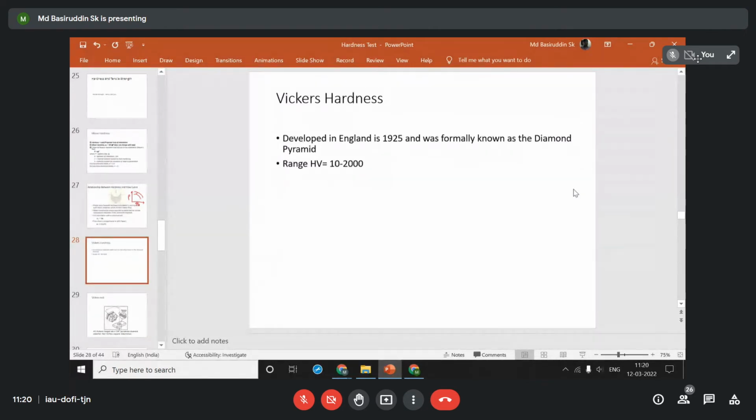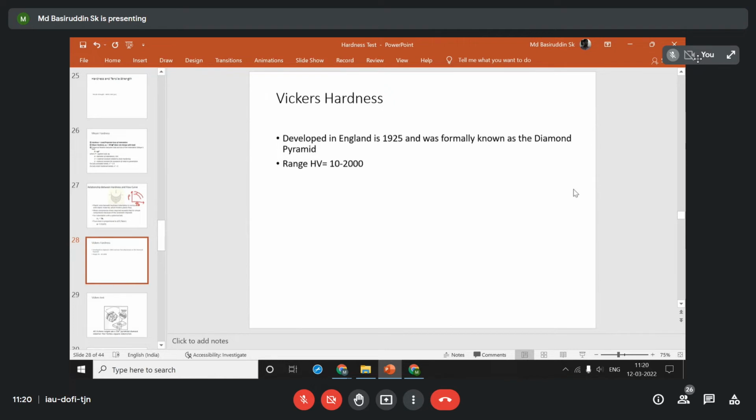So therefore, he suggested that if we follow the Vickers hardness testing process, then the number that we are getting is totally load independent. Just like in the Brinell case, the number is totally load dependent, meaning if we increase the load, accordingly the hardness number will change. Then it will be very difficult to quantify, or qualitatively measure, the hardness.